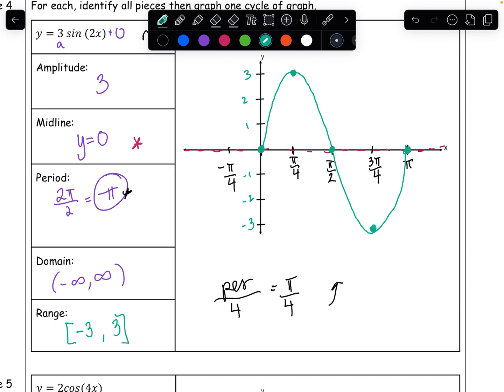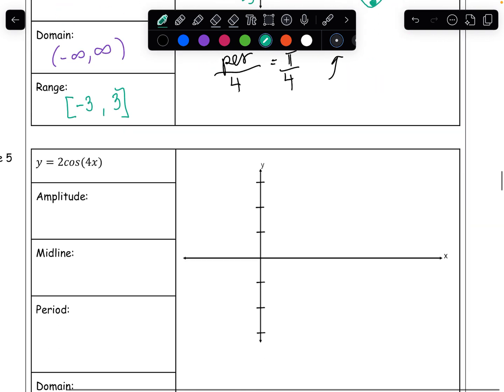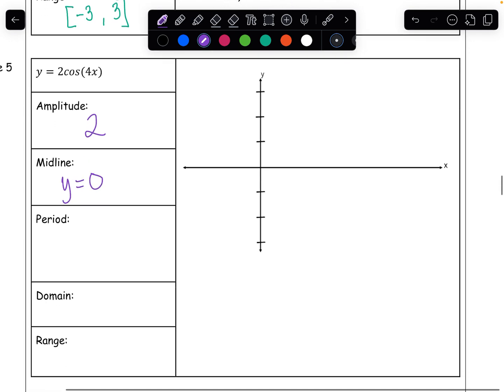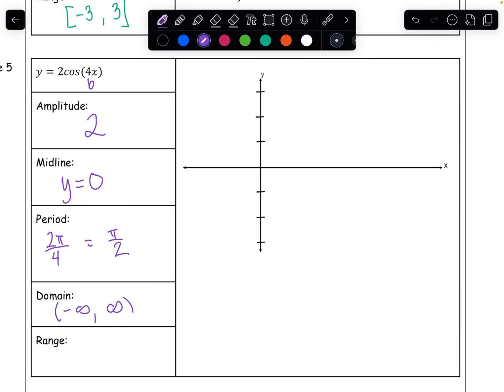Okay. Ooh, fancy. Let's go to the next one. Here we go. So our amplitude is 2. Our midline is y equals 0. Our period, 2 pi divided by 4, because that's our b value. So we get pi halves. And again, our domain will always be negative infinity to infinity.